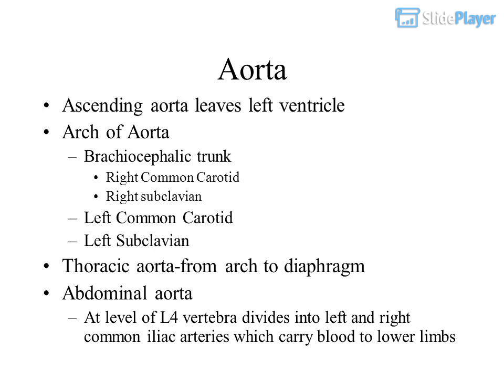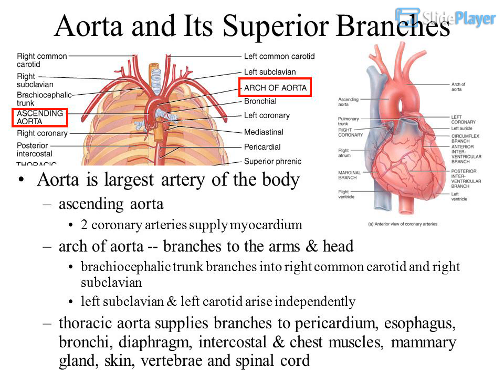Brachiocephalic trunk, right common carotid, right subclavian, left common carotid, left subclavian. The thoracic aorta runs from the arch to the diaphragm. The abdominal aorta, at the level of the L4 vertebra, divides into the left and right common iliac arteries, which carry blood to the lower limbs. The aorta and its superior branches.